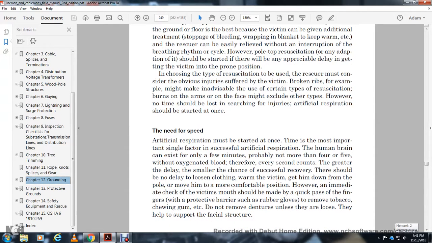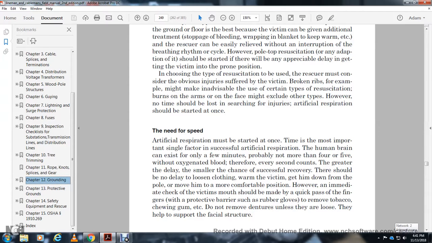The need for speed. Artificial respiration must be started at once. Time is an important, though not the single, factor for successful artificial respiration. The human brain can survive only a few minutes, probably no more than four or five, without oxygenated blood. Therefore, every second counts; the greater the delay, the smaller the chance for successful recovery. There should be no delay in loosening clothing.